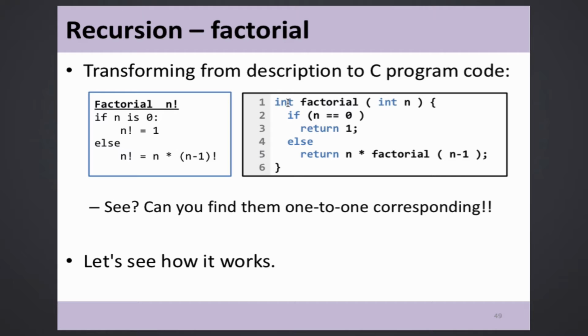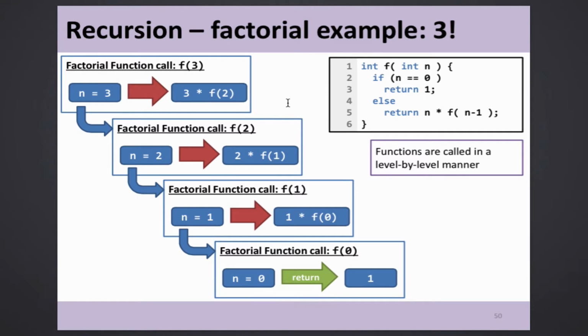So how will a C program work if I want to compute 3 factorial? The meaning is that I will trace the code like this. I first input n equal to 3. That means n is equal to 3, which is not equal to 0.